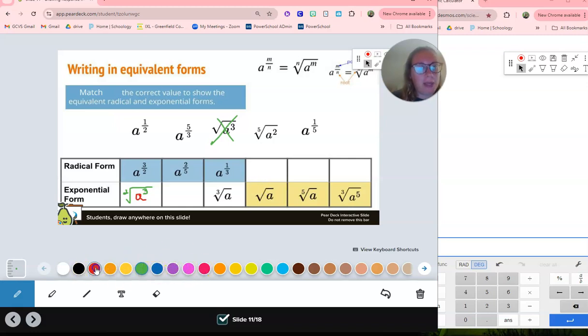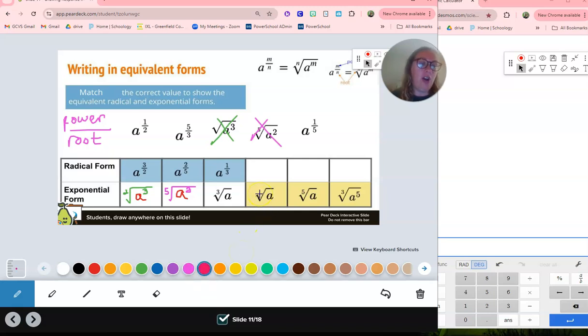For the next one, our base again is a, and then I'm going to draw my root symbol. Our power is 2 on top and our root is 5. Every time we're doing this, we're doing power over root. That's how we're writing our rational exponent: power over root.